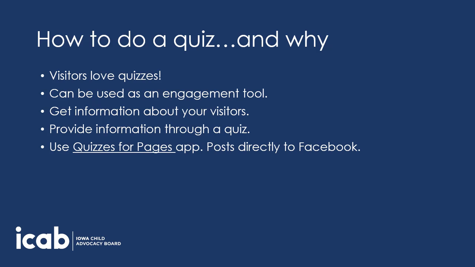You can also get information about your visitors. Now, I would be kind of careful about that because that's a privacy issue. So do that sparingly and don't make it required. But you can provide information to people through a quiz. If you're careful and creative about how you structure a quiz and the kinds of questions that you ask, you can give your visitors information about CASA, about FCRB, about child advocacy, whatever information you want to provide.